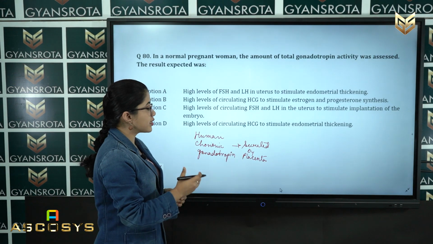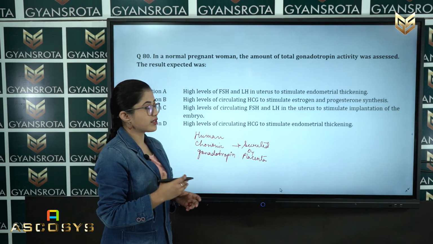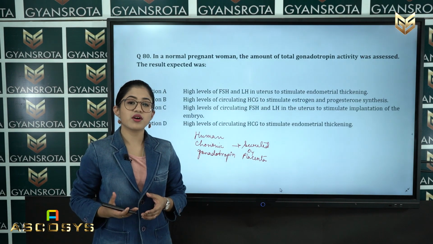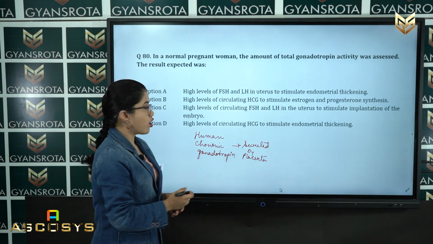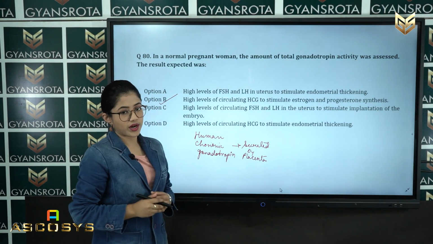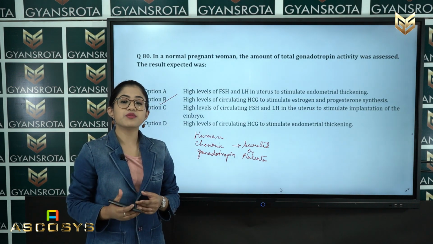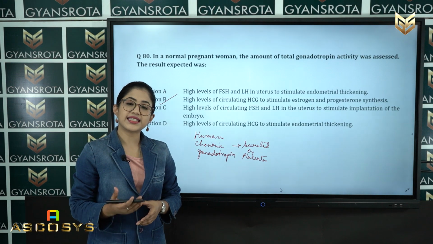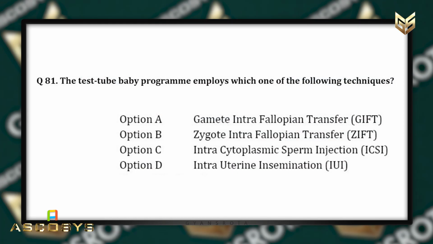So, this hormone is secreted by placenta, and with the increase in the level of circulating this hormone, it stimulates the estrogen and progesterone synthesis, which means among these 4 options, option number B is the correct one, that is high levels of circulating HCG to stimulate estrogen and progesterone synthesis. So, this is the correct answer. Now, let us see the next question, that is question number 81.